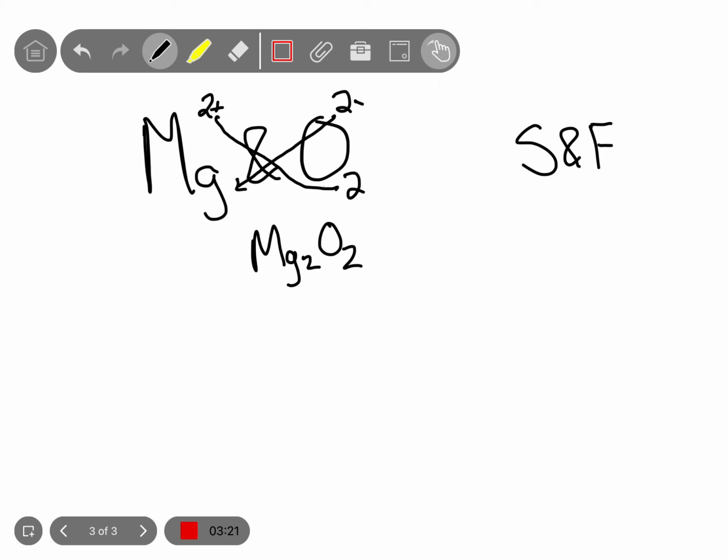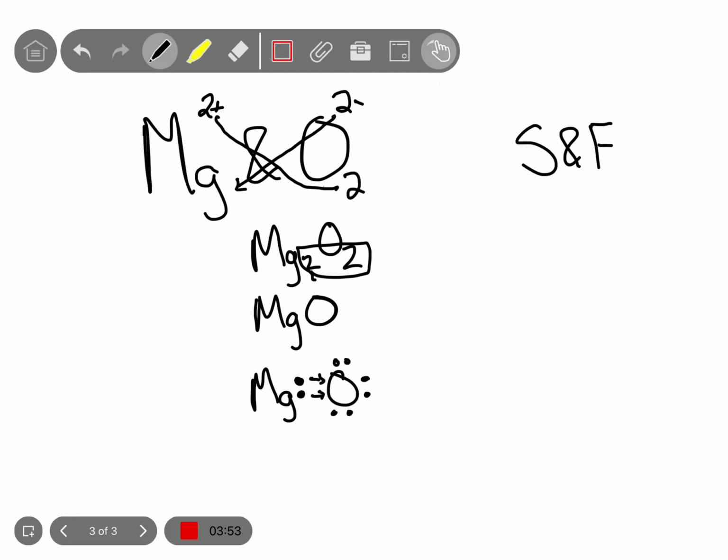But you'll be like, Mr. McCringleberry, that just looks ridiculous. And I'll be like, you're right, because it's a little bit redundant. So when using the crisscross applesauce method, we reduce these to the lowest common denominator, and we end up with magnesium oxide. And when we draw the Lewis dot structure, we can see why. Magnesium has its 2 electrons, oxygen has 6, and when those 2 electrons get transferred over to oxygen, it's in a nice, clear 1-to-1 ratio.